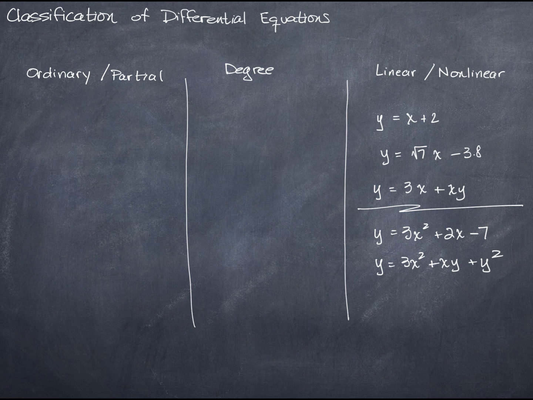Down here I have nonlinear equations. Another way we can have a nonlinear equation is to have more than 2 variables involved. So for example, I might have z equals 3xy.